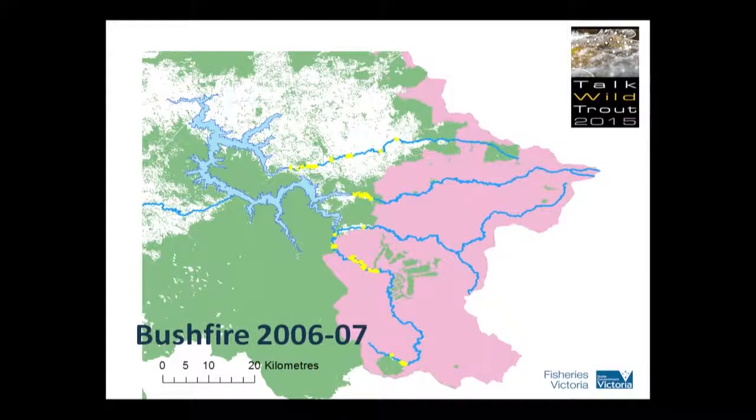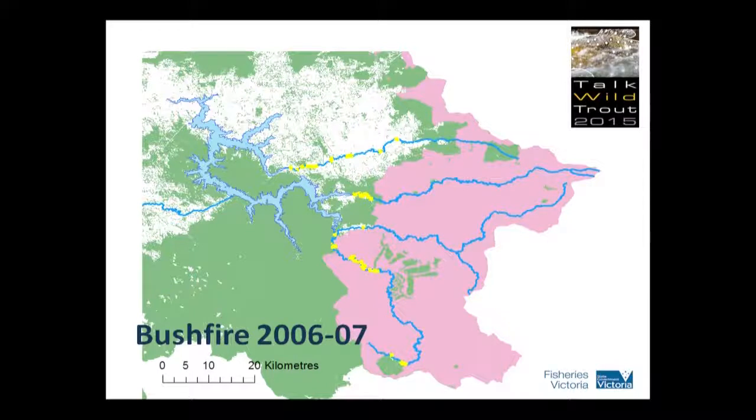Okay, so it's good to think about willow removal. That's something that we're doing. What's another big landscape scale change that's happened in this area recently? Well, unfortunately, we had very big bushfires in this area in 2006, 2007 that burnt massive areas of the upper catchment of these streams. So in pink here is the area that was burnt by these bushfires.